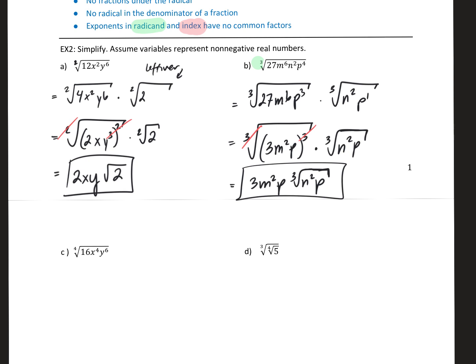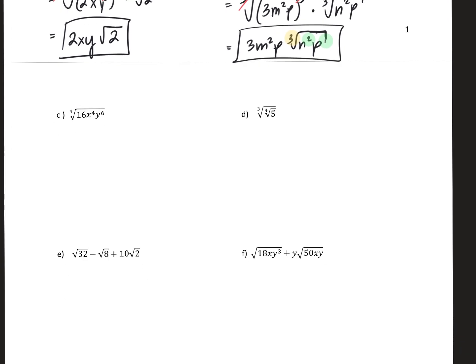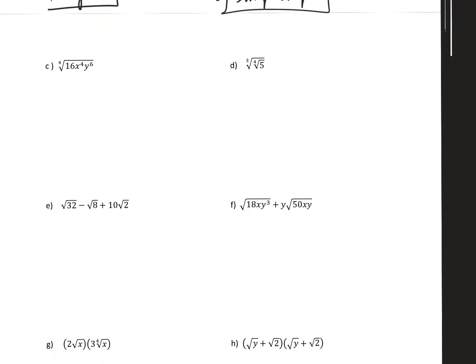Again, the way to check if you're simplified: if the exponents on the inside are both smaller than the index. And in this case, we have a 2 and a 1. Those are all smaller than 3, so this one is as simplified as we can make it. All right, let's take a look at the next ones. Please take a moment and pause the video and see if you can try to simplify them yourself.